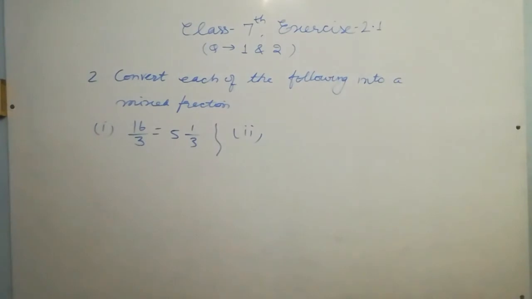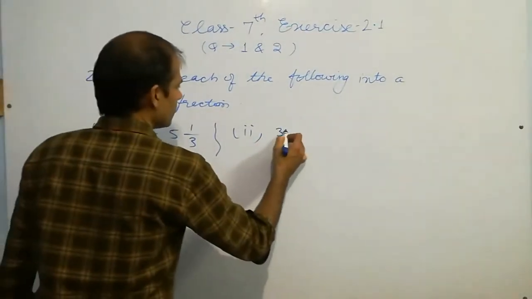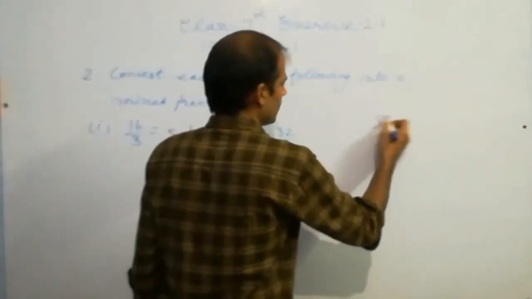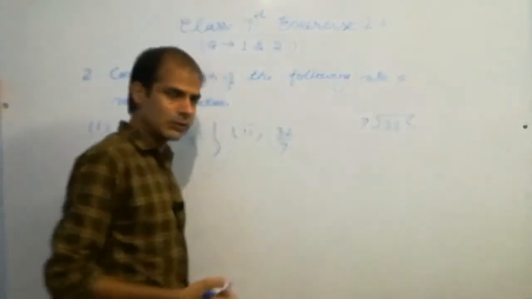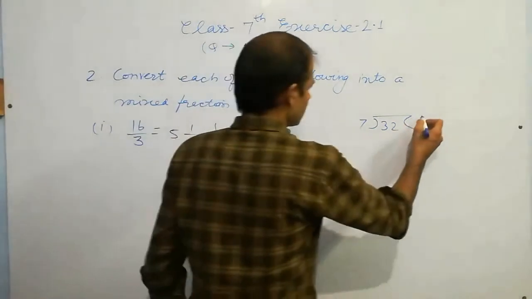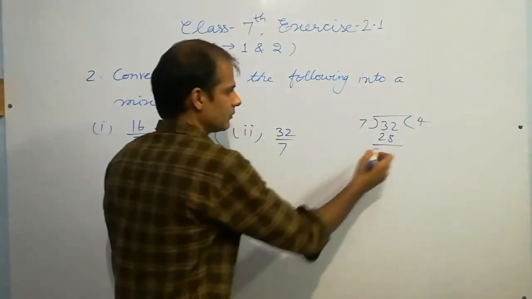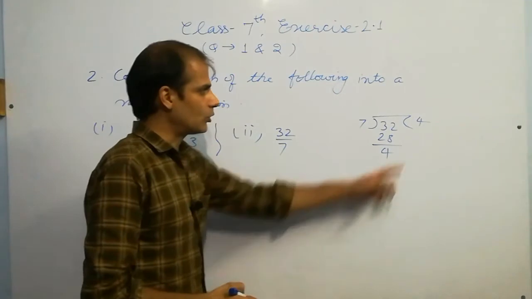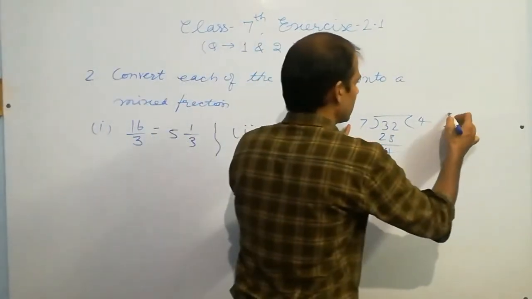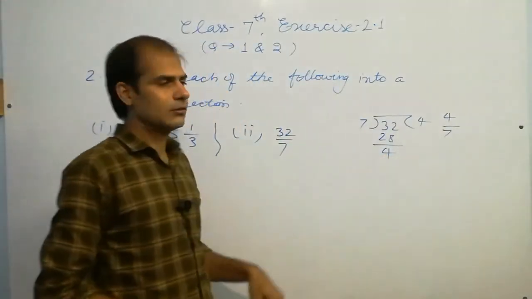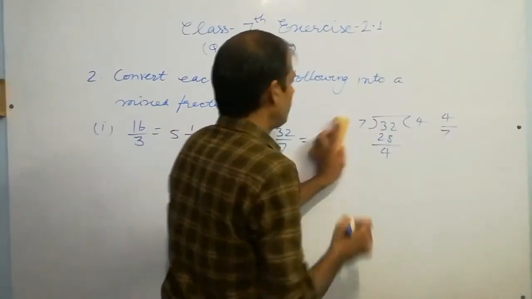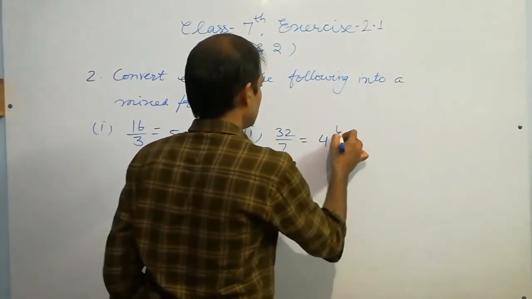Second part is 32 upon 7. Again perform the division. So this is rough work. 7 4s are 28 and the remainder is 4. So this will be 4 and this is the numerator, this becomes the denominator. So 4 and 4 upon 7. Okay, and the answer will be 4 and 4 upon 7.